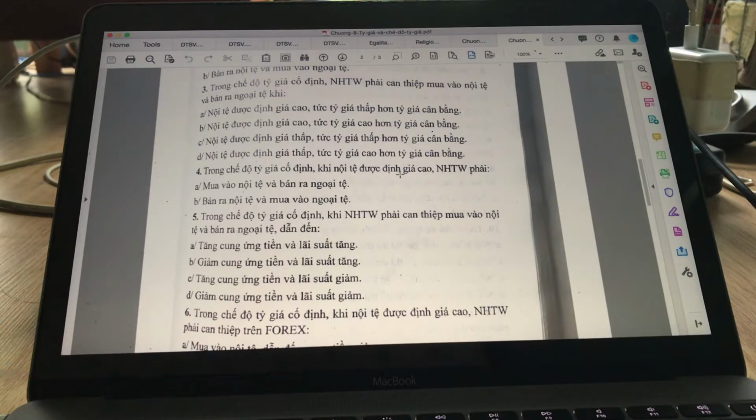Let's do question 3 and 5. Question 3 and 5.